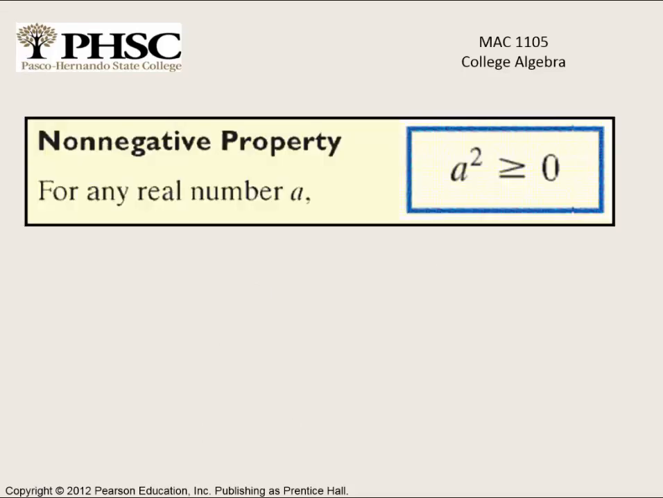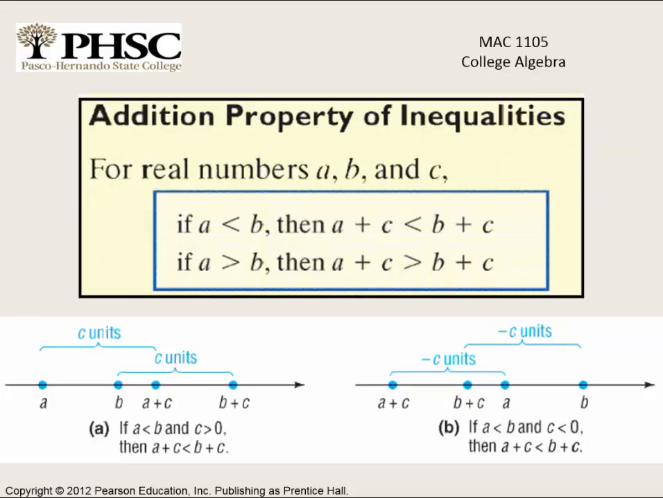The next thing is we're going to talk about a property, and this is a non-negative property. a squared is greater than or equal to 0, and that's a property for any real number a. Now the addition property of inequality. For any real numbers a, b, and c, if a is less than b, then if I add c to both sides, a plus c is still less than b plus c. If a is greater than b and I add c to both sides, then a plus c is greater than b plus c. And here we have some examples using some graphs.